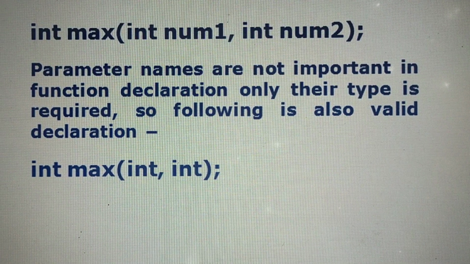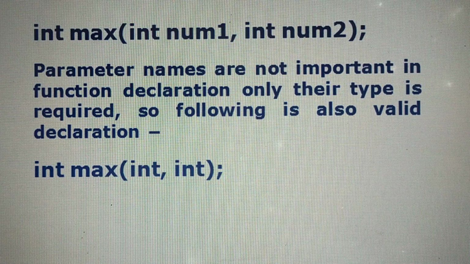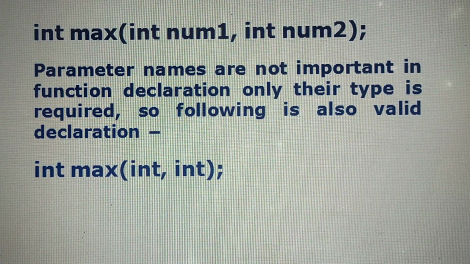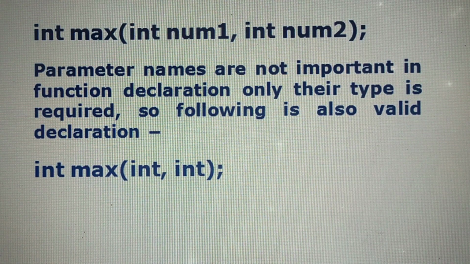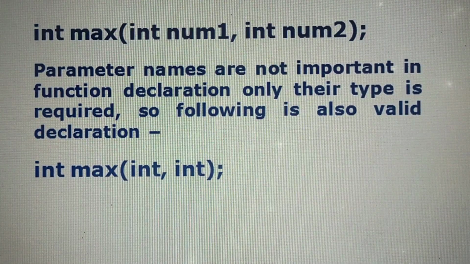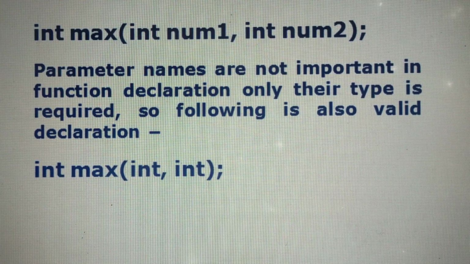Example to declare a function. Here, the return type is int, and the name of the function is max. Within parenthesis, we have to give the parameter names. Here two parameters are there, num1 and num2. The data types of the arguments are integer. So we give int num1, int num2, separated by a comma, terminated with a semicolon. A semicolon is a must to declare the function.